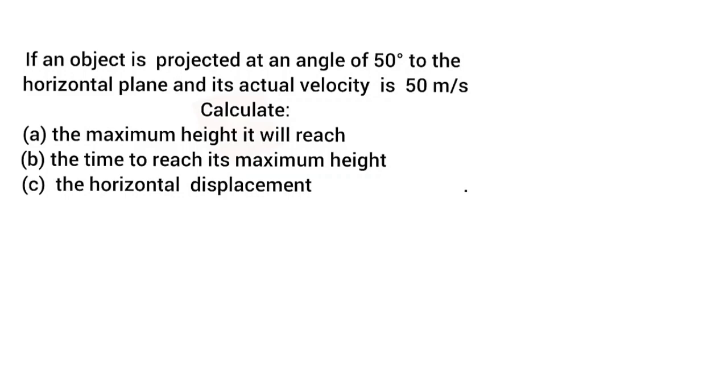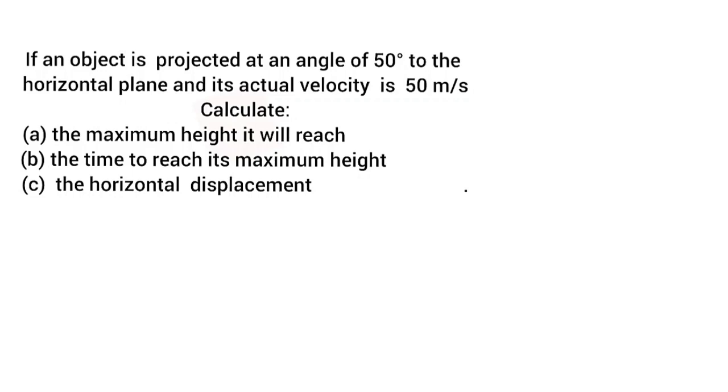In this lesson, we're going to be solving this problem. This problem is under projectile motion. Here, the problem statement reads as follows: if an object is projected at an angle of 50 degrees to the horizontal plane and its actual velocity is 50 meters per second, calculate the maximum height it will reach, the time to reach its maximum height, and the horizontal displacement.